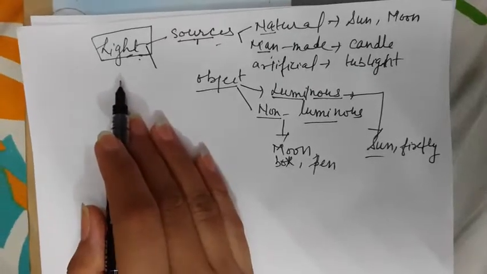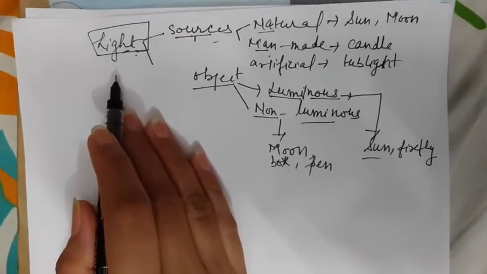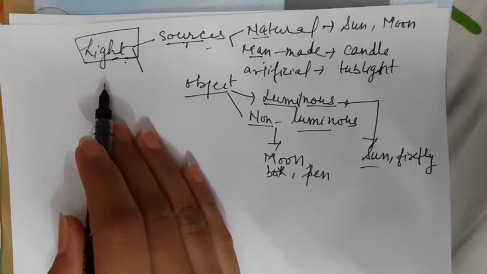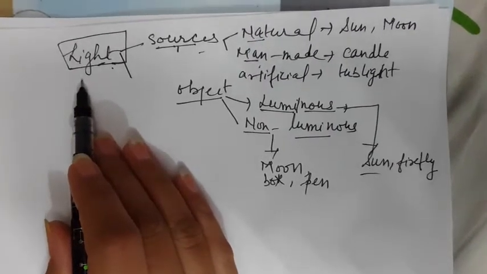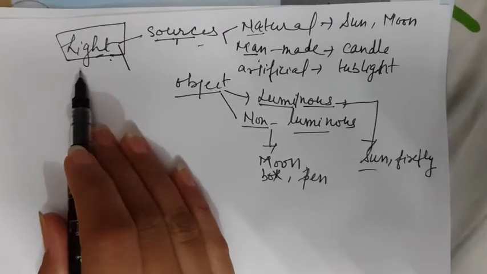As we look around, we see the different objects. What enables us to see those objects? There is a phenomenon known as light. Light is a form of energy which enables us to see the objects all around us.